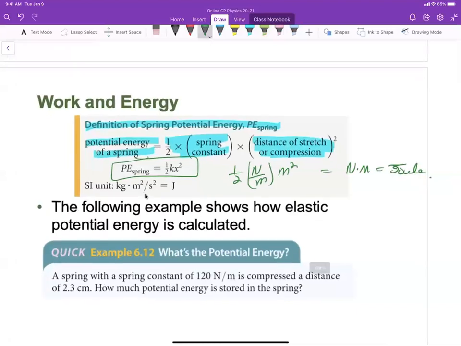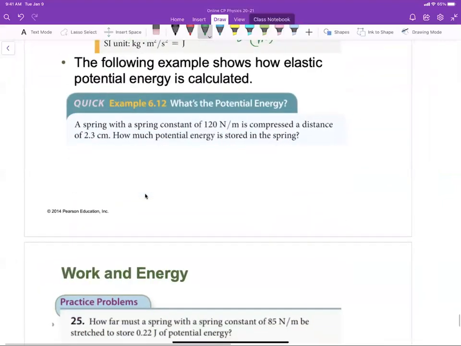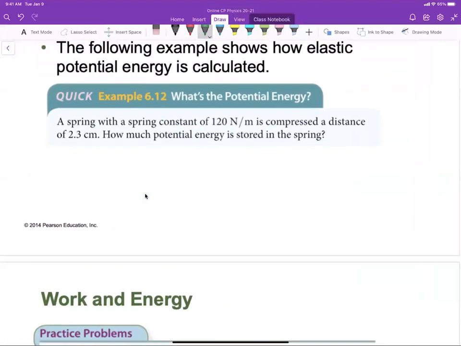We have to talk about what each one of those terms within that equation is. K is the constant of the spring. It's related to the property of the spring, and X is the distance away from its equilibrium. So let's figure out how to use that. Here is an example. I have a spring with a K constant of 120 newtons per meter. I'm going to stretch it a distance of 2.3 centimeters. The question is how much potential energy is stored in the spring.